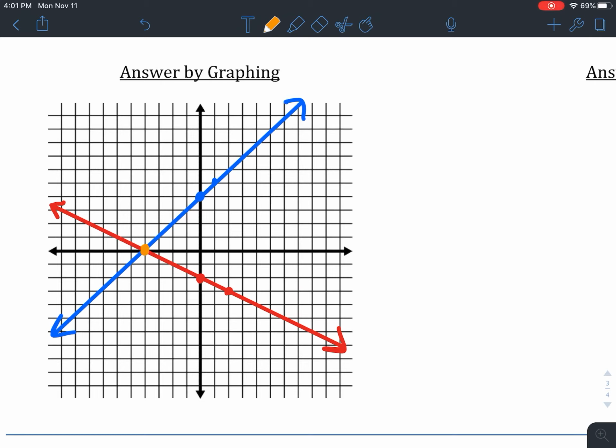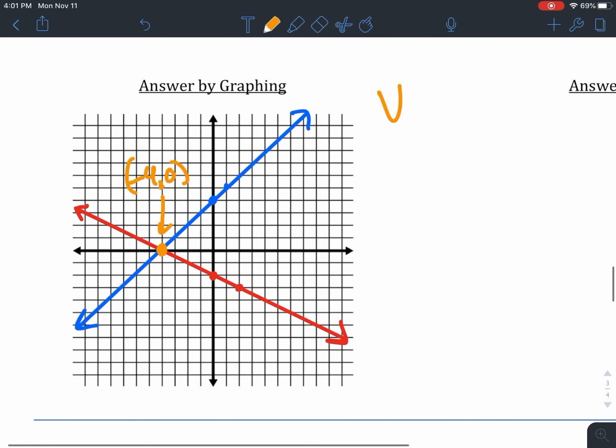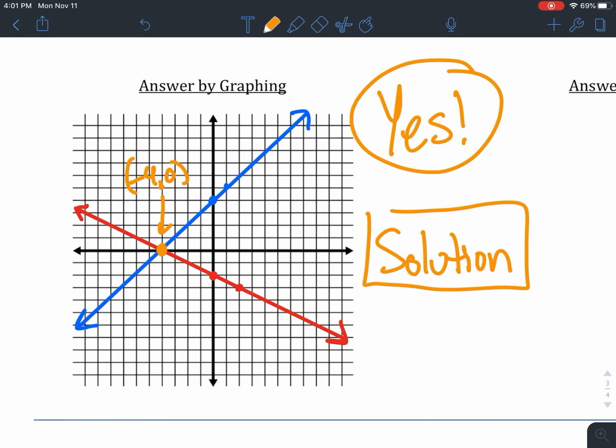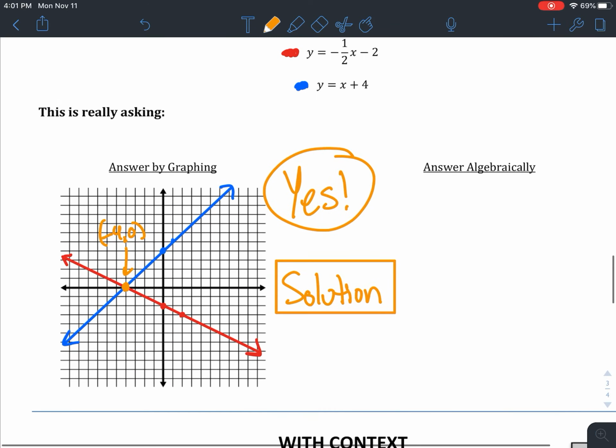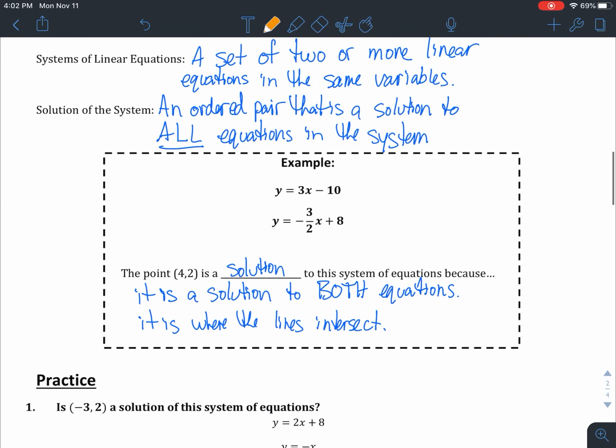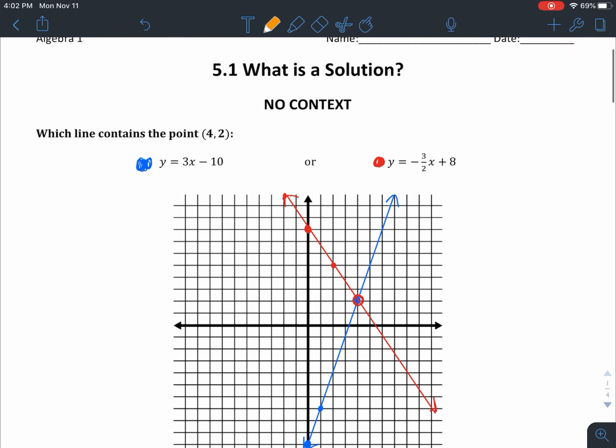And if I look, negative 4, 0 is the point that they're wanting me to check, which is right here, negative 4 comma 0. I can see that it is a point on both of my lines. So yes, it is a solution. And again, for your homework, moving forward, if you're asked to do both, which your homework asks you to do, you would just plug in negative 4 for x, 0 for y into both equations and show that it is a solution.